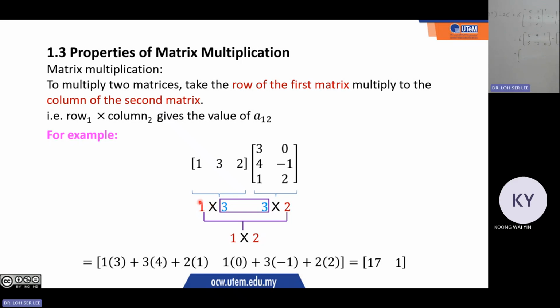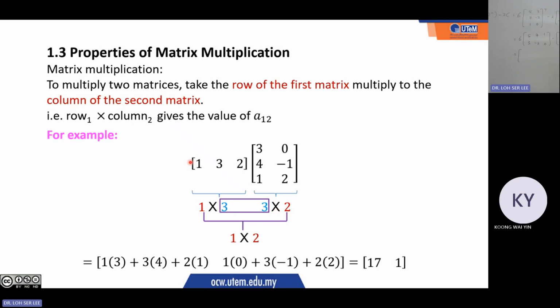Okay, so the output has an order of 1 by 2. This is the output, 1 by 2. So how to get this? Always remember when you want to do the matrix multiplication, always take the row from the first matrix and take the column from the second matrix. So row, column, you get the first one. Row, column, you get the second one.